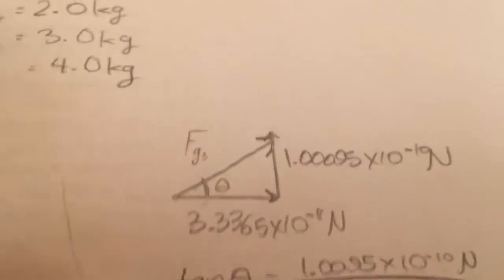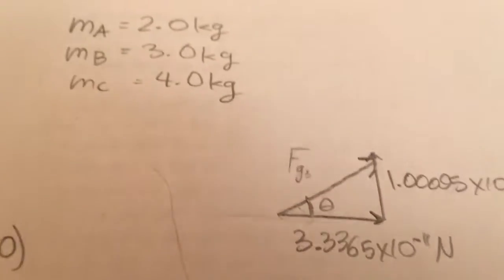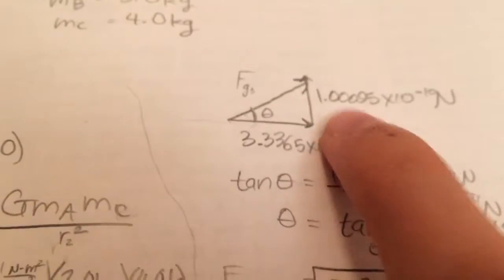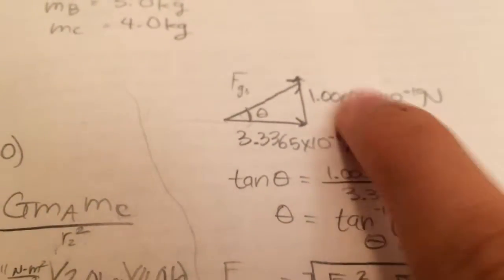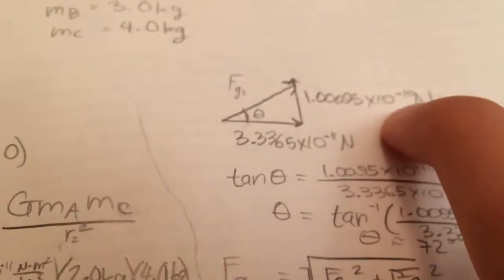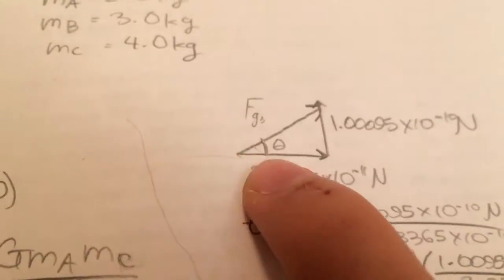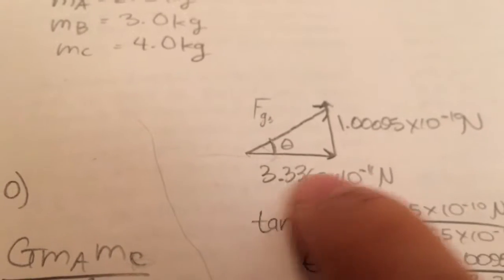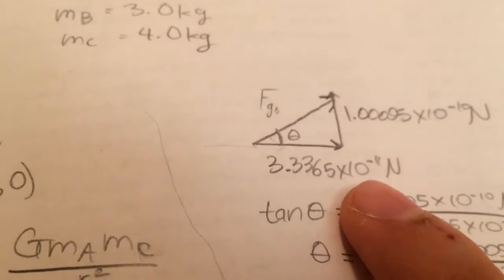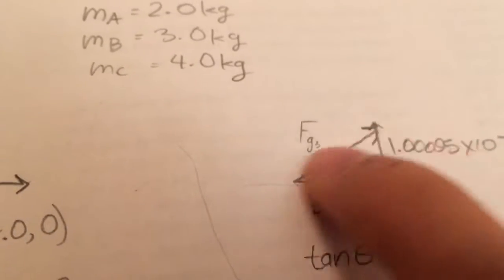So now we make ourselves a little vector triangle. Force G1 is moving up in that general direction, 1.0095 times 10 to the negative 10th newtons. Force G2 is moving to the right, 3.3365 times 10 to the negative 11th newtons. So we want to find this force, the net force.